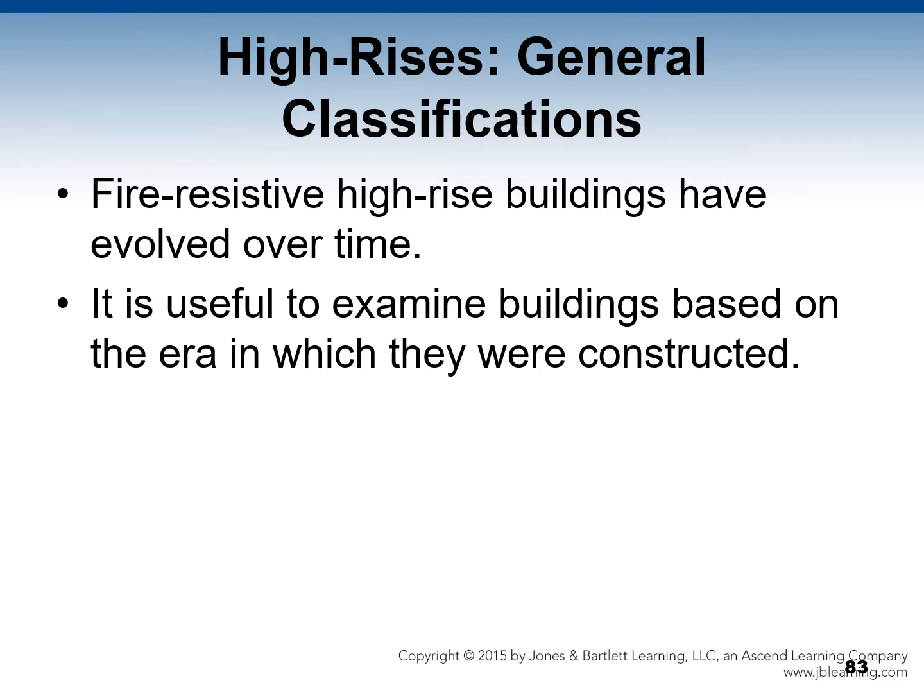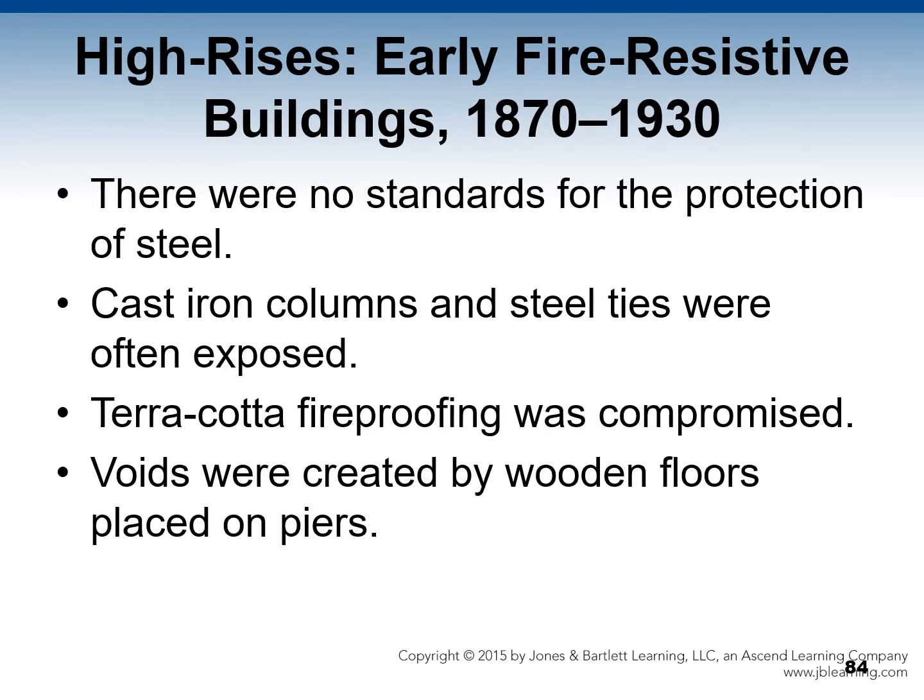General classifications of high-rise buildings. An overview. Fire-resistive buildings have evolved over the last century and a half, of course. It is useful to examine buildings based on the era in which they were constructed. With early fire-resistive buildings, we're talking 1870, 1930, there were no standards for the protection of steel. Cast iron columns were often unprotected, and terracotta fireproofing was compromised by concealed lightweight conduit, which expanded and tore the tile off of columns.